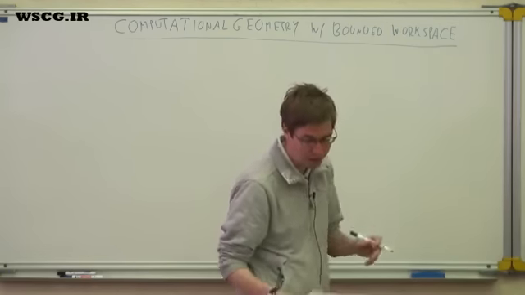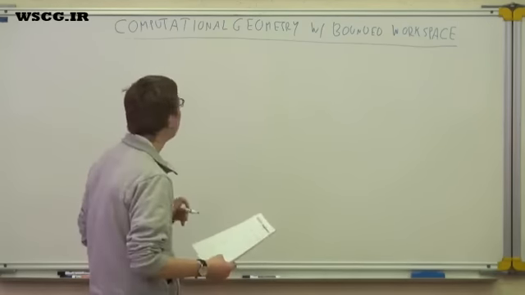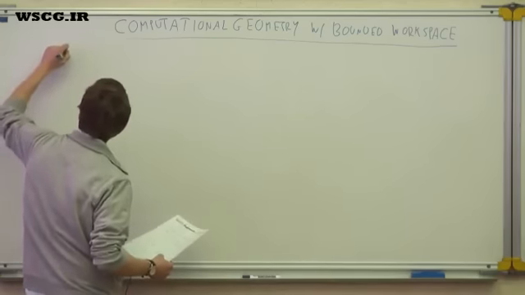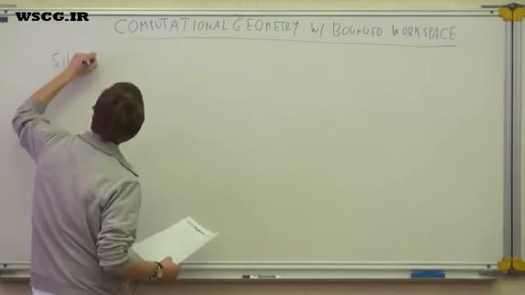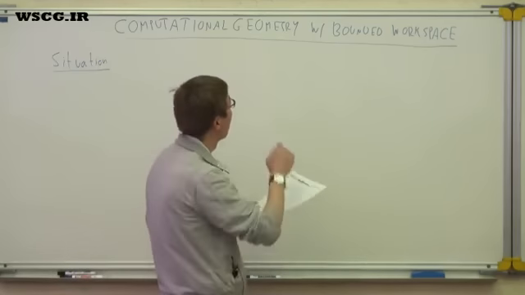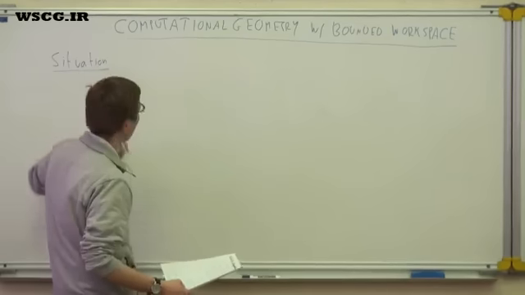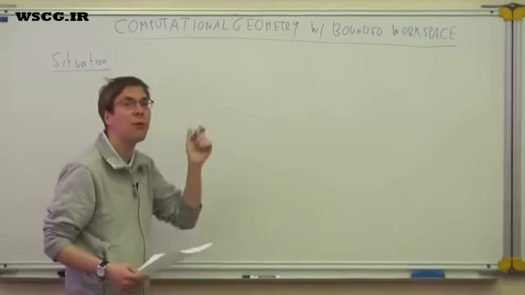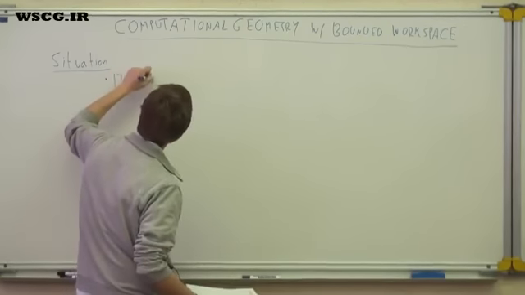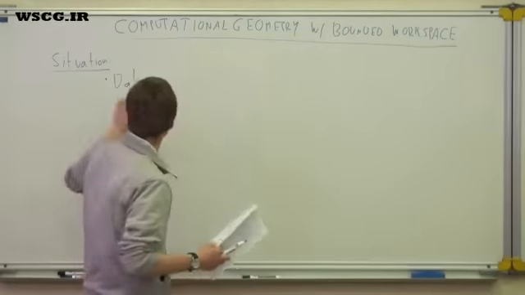So let me briefly sketch the model and then give some motivation for why we might be interested in something like this. So let me explain the situation when you're looking at algorithms with bounded workspace in computational geometry. What do we assume, or what's the mindset we're in when we're working on this? First of all, the idea is that the data is big. So the input is very big.